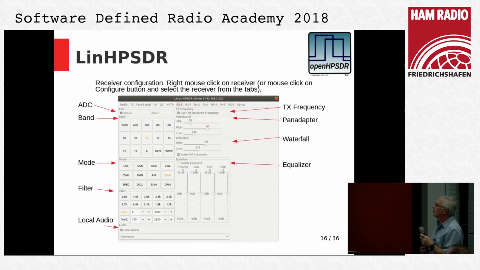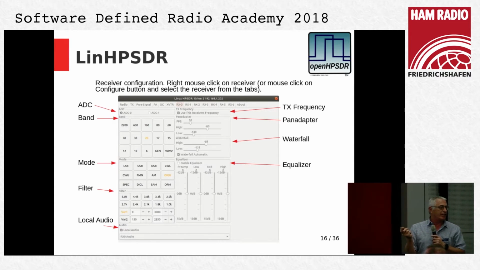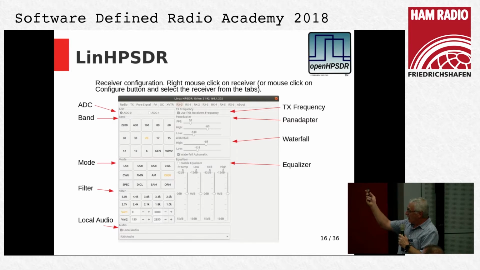Okay, let's just look at some of the configuration stuff for a receiver. If there's multiple ADCs, you can select which ADC you're connected to. There's a simple thing for selecting band, mode, which filter you're running, and whether you're running local audio or not. You can set the pan adapter and waterfall frames per second. They're locked together at the moment. I was thinking of having them separate so you could have the pan adapter running at one rate and the waterfall at a different rate, but I haven't done that yet. And then you can set the high and low settings for the two of them.